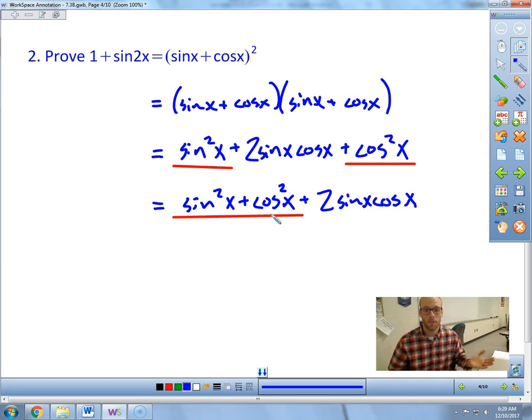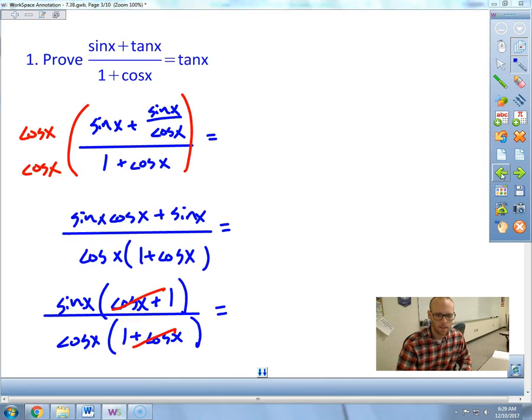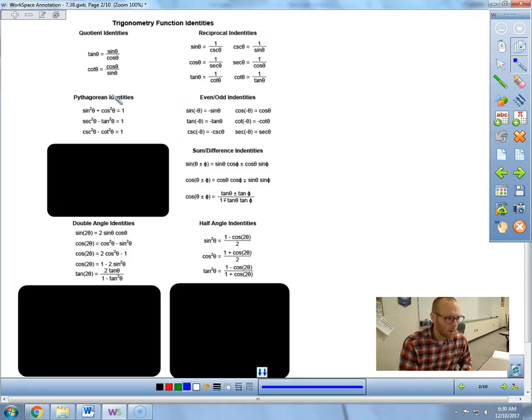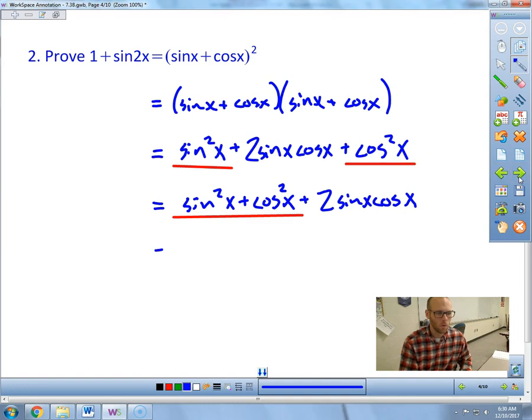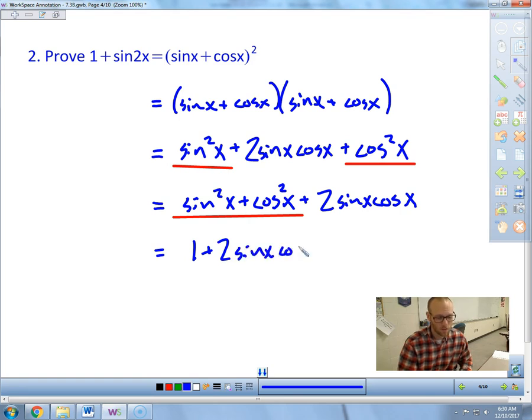What do we know about that? It's one of our biggest identities. That's a Pythagorean identity. Okay, let's go back to the sheet I grabbed. Where can I see it? Right there. The sine squared of theta plus the cosine squared of theta equals 1. Okay, we know that that's a 1. 1 plus 2 sine of x cosine of x.